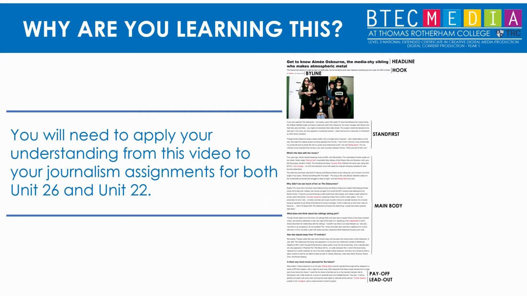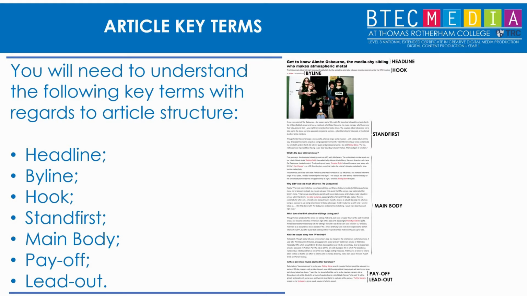Okay? So the first thing we're going to look at is the actual structure of articles, the way they're put together, the way they flow. And we're going to be looking at these 7 terms, some of which you might recognise, some you might not. If you don't, that's fine, but some of them I'm sure you will have heard of. So we've got headlines, bylines, hook, stand first, main body, payoffs, and leadouts. You can see here on the right hand side of the article where these different sections sit in various articles, but I'll go over these in a bit more detail now.